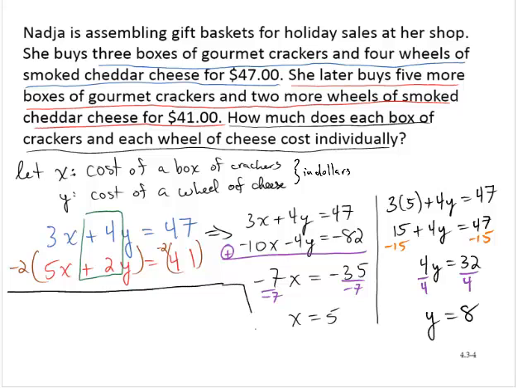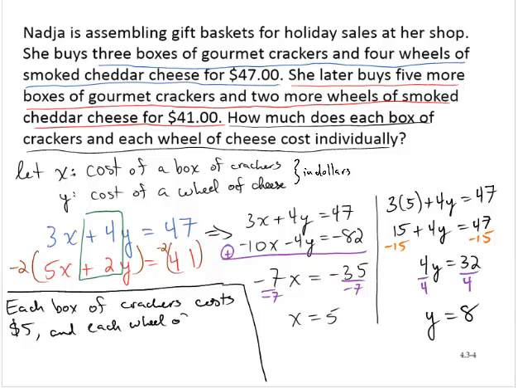So let's write a conclusion for this problem. Remember, we were asked how much does each box of crackers and each wheel of cheese cost individually. So I'll say that each box of crackers costs $5, and each wheel of cheese costs $8.